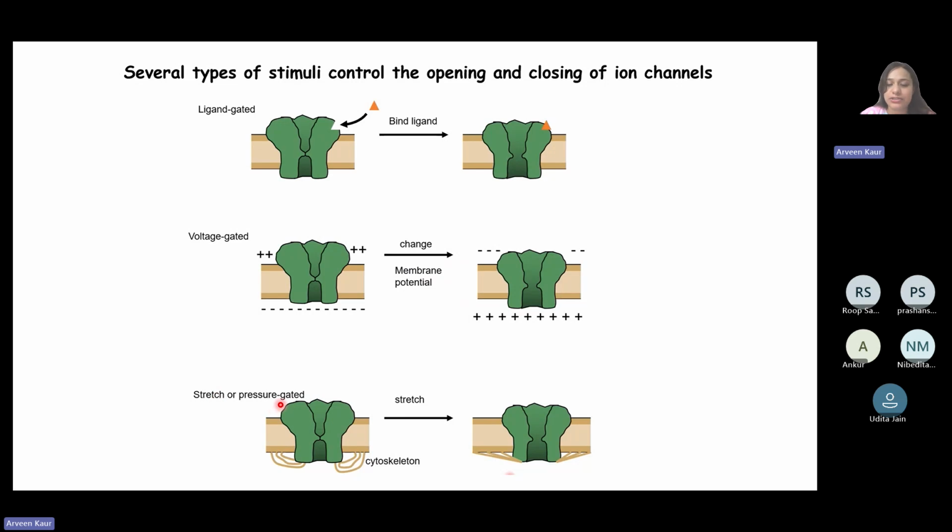And then there could be stretch or pressure gated channels. Now, these are the kind of channels that are, for instance, present in our skin, near our palms, in our fingers, etc. And they respond to mechanical pressure, right? So, mechanical pressure basically makes them open.